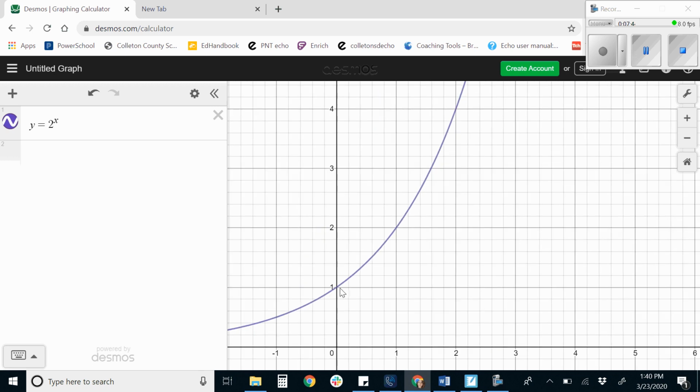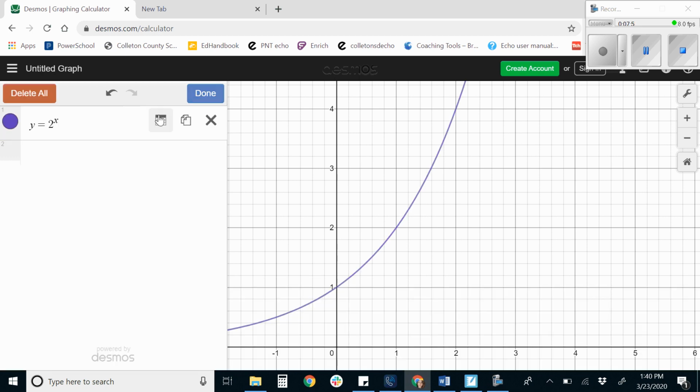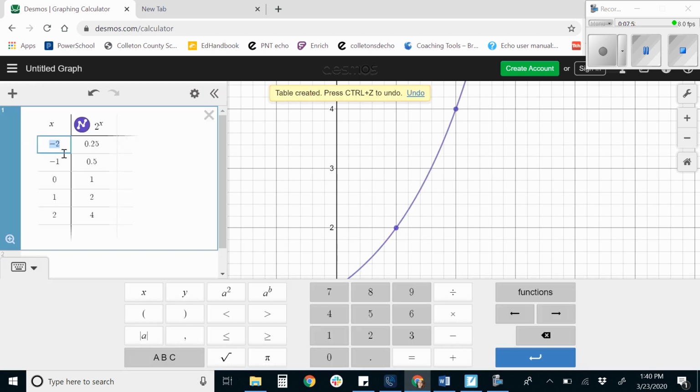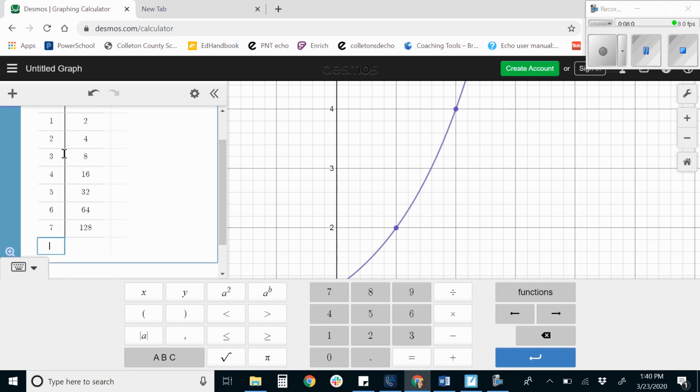So 0, 1 is a point. We could even take this, and if you're not familiar with Desmos, it does all kinds of cool things. We can make it into a table of values. We'll start at 0, 1, 2, 3, 4, 5, 6, 7, 8. So you can see how high it goes. Look at it doubling each night. All right, so let's go back.